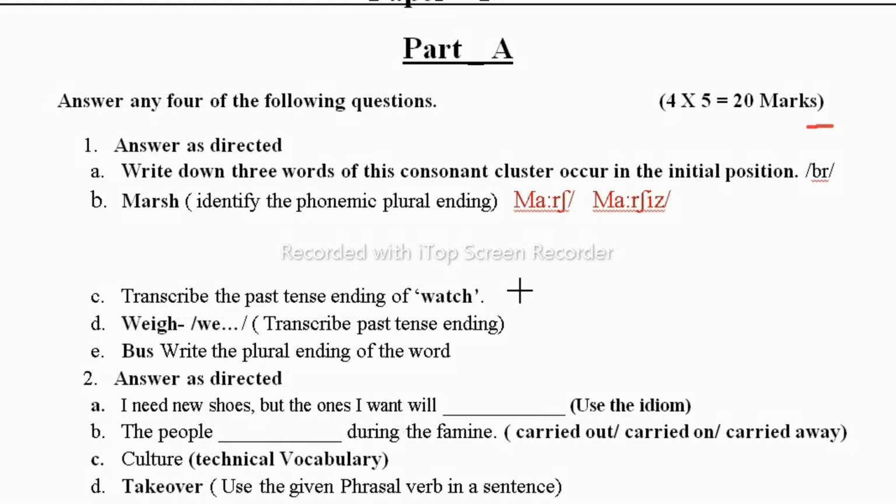So here also you need to write the phonemic symbol of this and you need to add the past ending, like you have here, what. Here write the cha symbol, watch, then you need to add t, watched.